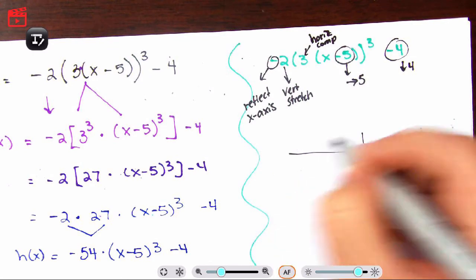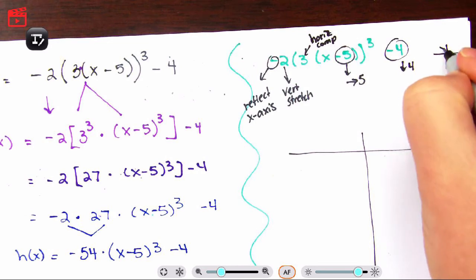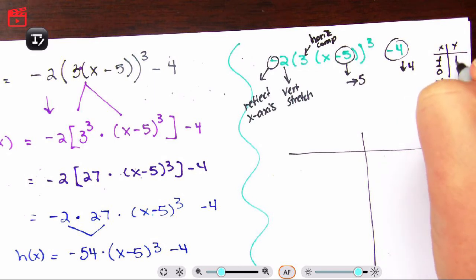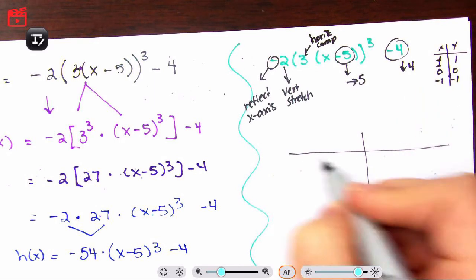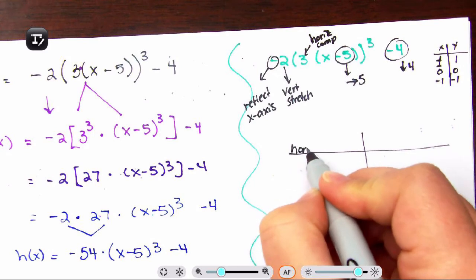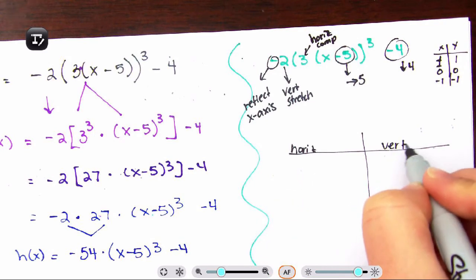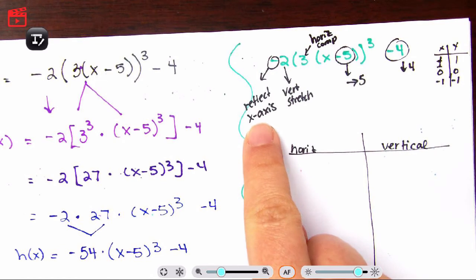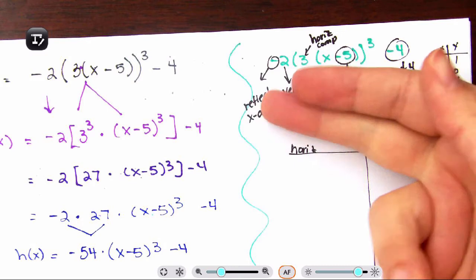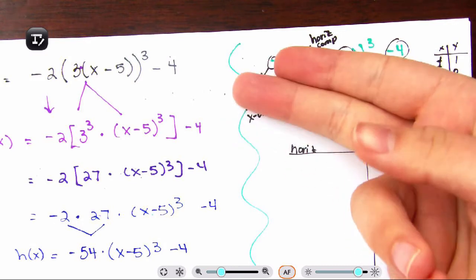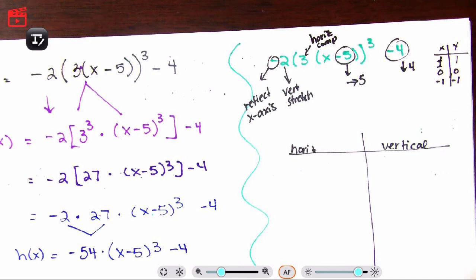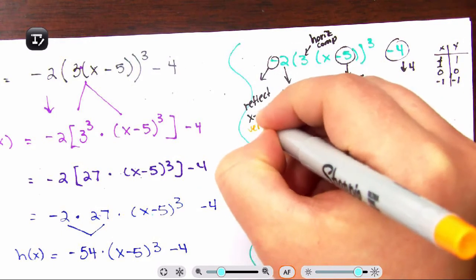You should already know your reference points: -1, -1; 0, 0; 1, 1. Those are your reference points. Then you have your horizontal and you have your vertical. Here's the thing, you guys. Whenever you reflect across the x-axis, yes, you are seeing the word x-axis. However, when you reflect across the x-axis, it's actually a vertical change. So be careful. It's always a vertical change.